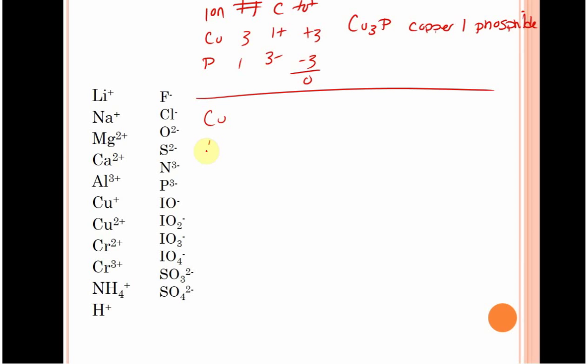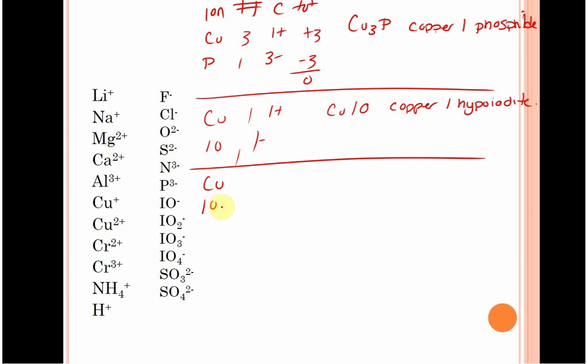Copper 1 with hypoiodite, plus 1, 1 minus, because you're going to memorize it. Already canceled, so we just need one of each. CuIO is copper 1 hypoiodite. You just name a polyatomic ion by its name. Cu and IO2, plus 1, 1 minus. You just need one of each to cancel. CuIO2 is copper 1 iodide.